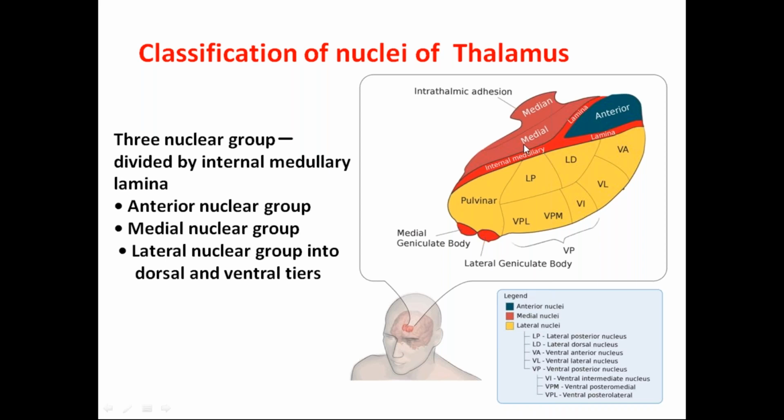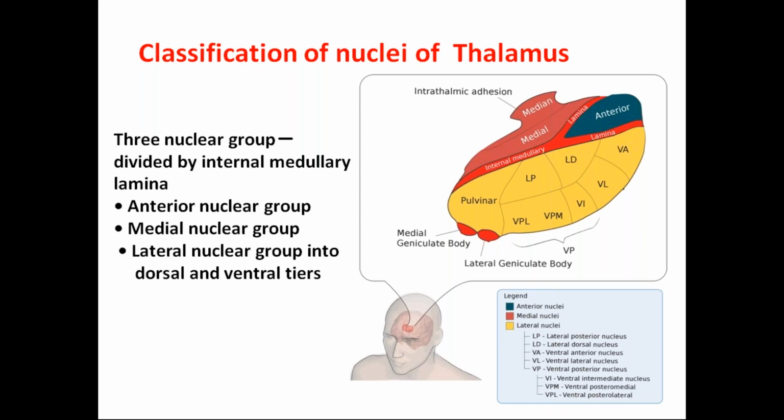And this is divided into smaller groups of nuclei by a Y-shaped white matter fiber, which is called the internal medullary lamina. Between the Y, this area that you see is called the anterior group of nuclei. On either side of the medial part of the stem of the Y is the medial group of nuclei, and lateral to the stem is the lateral group of nuclei. The posterior group is swollen up, called the pulvinar, and the part of this which is ventral anterior is called the ventral group of nuclei, and this portion which is more lateral is called the lateral group of nuclei.